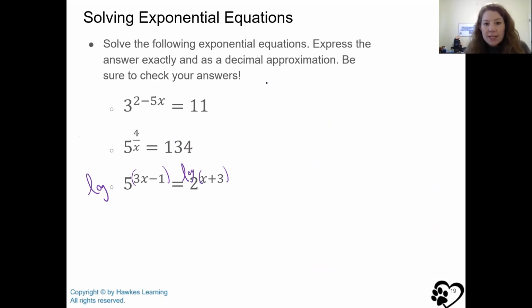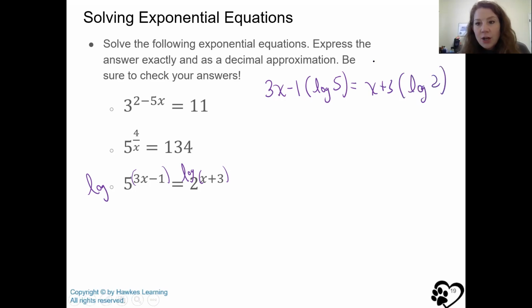So once I took the log of both sides, I get to bring down 3x minus 1 times the log of 5 equals x plus 3 times the log of 2. All right, this is a long problem. We need lots of paper to write on. Are you guys ready? Because now we're going to have to distribute everything in the parentheses on both sides of the equal sign. So we're going to say the log of 5 times 3x is 3x times the log of 5.